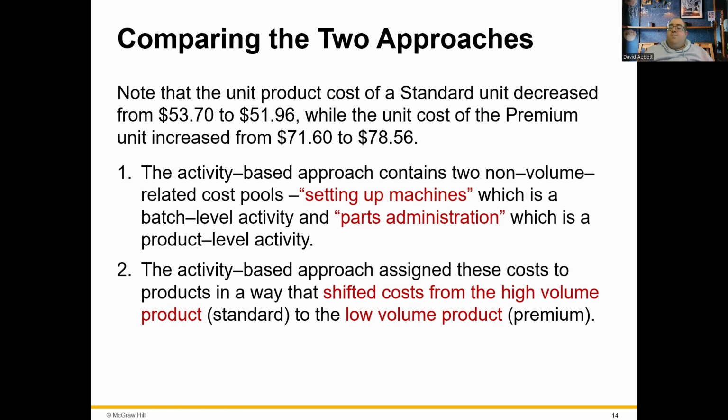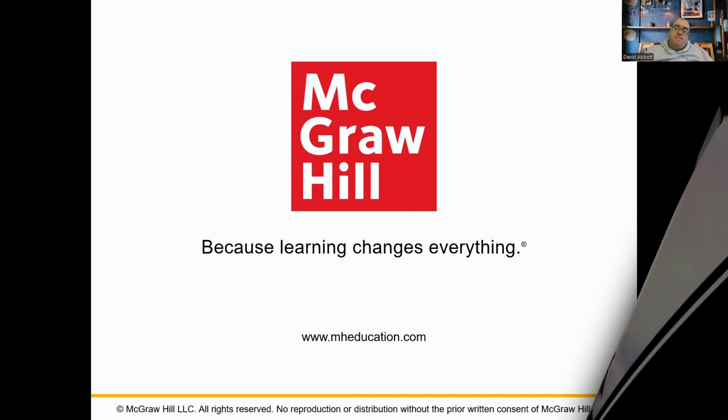The activity-based cost approach contains two non-volume related cost pools: setting up machines, which is a batch level activity, and parts administration, which is a product level activity. The activity-based approach assigns these costs to products in a way that shifts cost from the high volume product, which is the standard, to the low volume product, which is the premium.